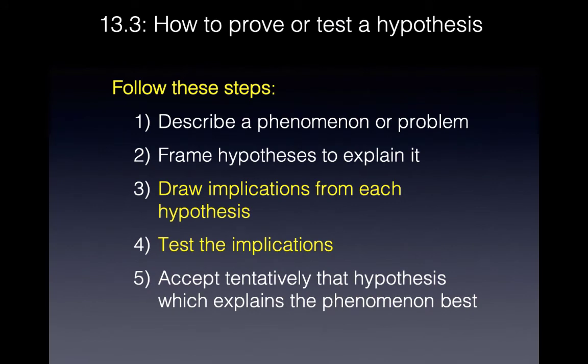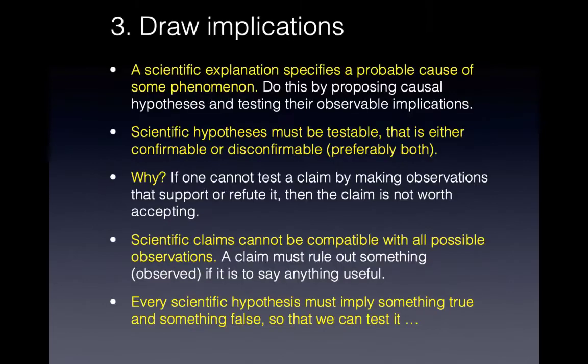So how do we prove or test a hypothesis? By looking at implications. Implications are the consequences we predict we will see, including those we predict we will not see, which if we did see, we would give up the hypothesis or revise it or consider another one. A scientific explanation specifies a probable cause of some phenomenon. You do this by proposing causal hypotheses and testing their observable implications. Again, these hypotheses need to be testable. They need to be confirmable or disconfirmable, but really, actually, both would be good.